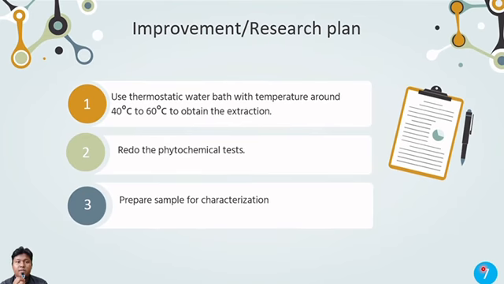These are my further plans in order to improve my research. My second assumption for why the phytochemical results were all negative is that the extraction was heated directly. Thermal degradation of the phytochemicals might have happened. Instead of using direct heat, I will use a thermostatic water bath at a temperature around 40 to 60 degrees for 15 minutes. Then I will redo the phytochemical test, and lastly, the sample will continue to be prepared for the characterization process.